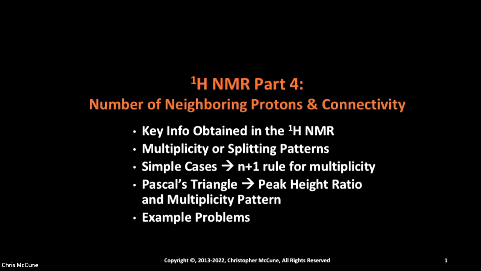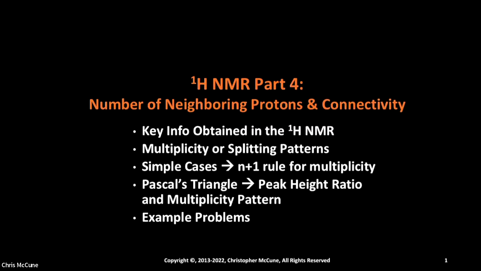In this video, we'll look at the number of neighboring protons and connectivity, and that will be the information we're getting through our multiplicity or splitting patterns. And so this is going to be part of the key information obtained in the 1H NMR. I'll look at simple cases really only, so that way the N+1 rule for multiplicity applies.